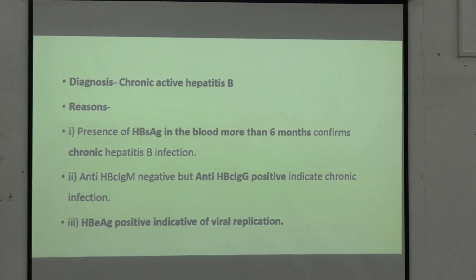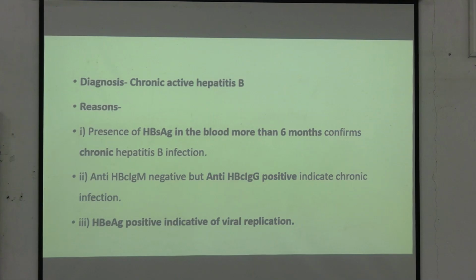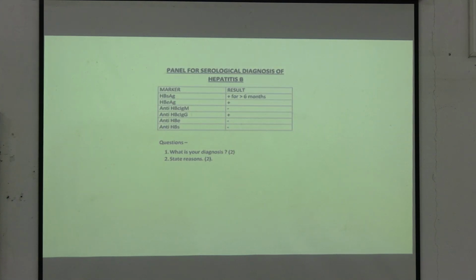Chronic active hepatitis B. Presence of HBs antigen in the blood more than 6 months confirms chronic hepatitis B infection. Anti-HBc IgM is negative, but anti-HBc IgG is positive, indicating chronic infection. HBe antigen positive indicates viral replication. So it is chronic active hepatitis B infection.